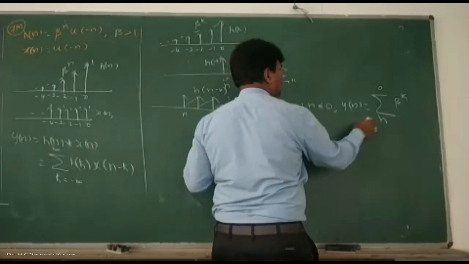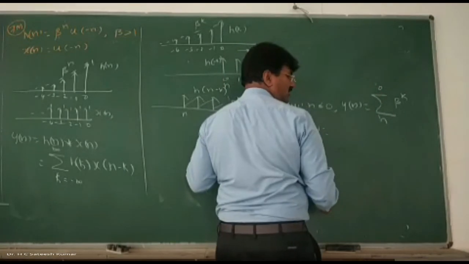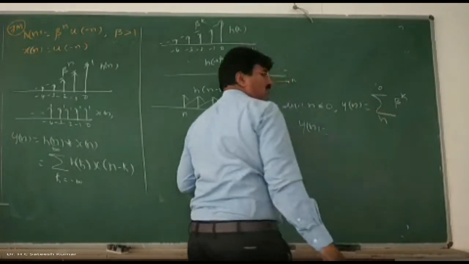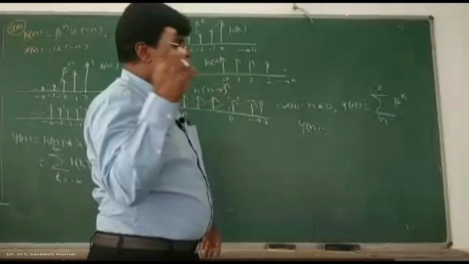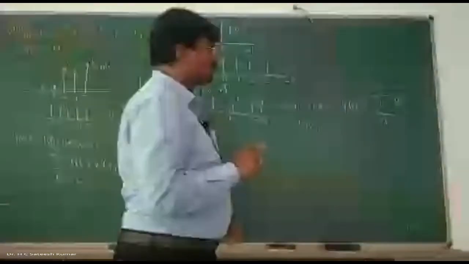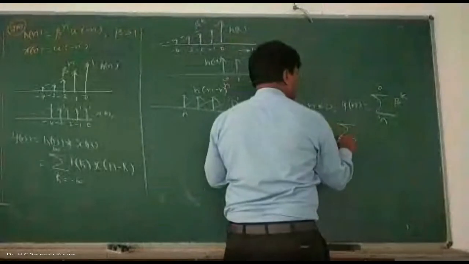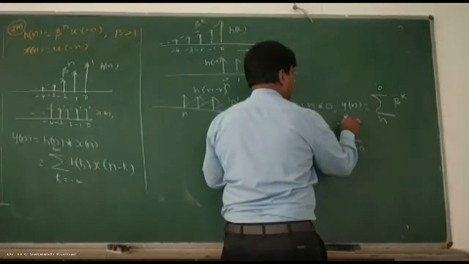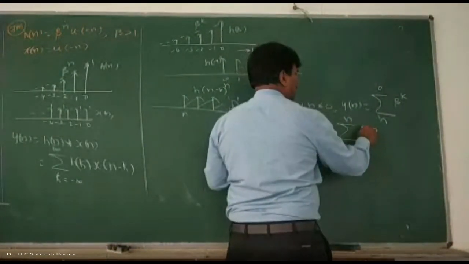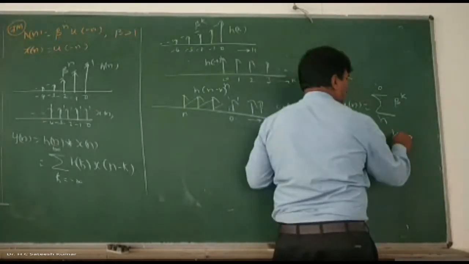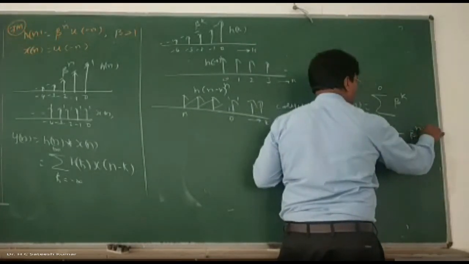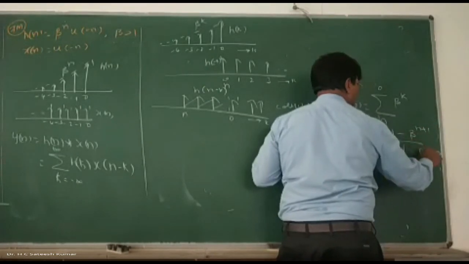Summation from n to 0 or 0 to n doesn't make any difference now. Summation is nothing but adding. Adding from this side or that side doesn't matter. 1 plus 2 plus 3 is 3 plus 2 plus 1 only, no? So therefore, without losing any generality, we can write it as summation 0 to n beta to the power of k. This is nothing but equal to 1 minus beta to the power of n plus 1 divided by 1 minus beta.